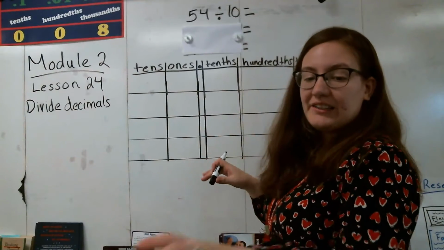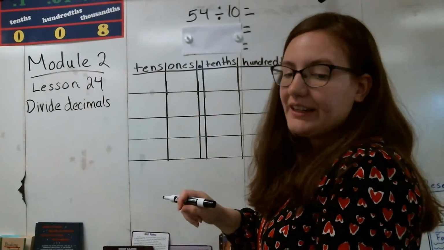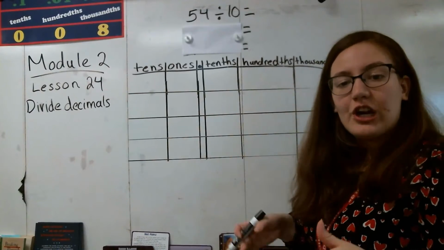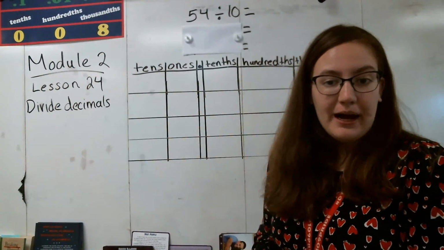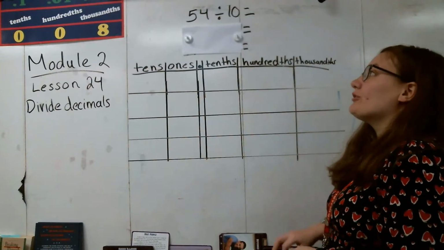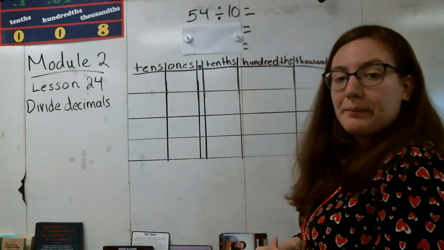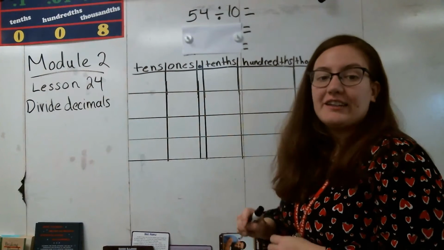So let's go ahead and get started, and you should be on this side of your worksheet. We're going to be using some of our place value charts just to jog our memory about how to divide by powers of 10, because that is going to be super useful for this lesson. So we're going to be starting off with 54 divided by 10. I'm going to use my place value chart, and I'm going to write 54 in it.